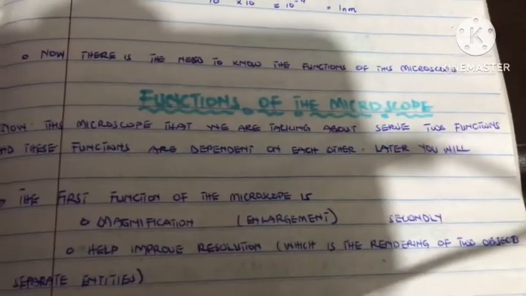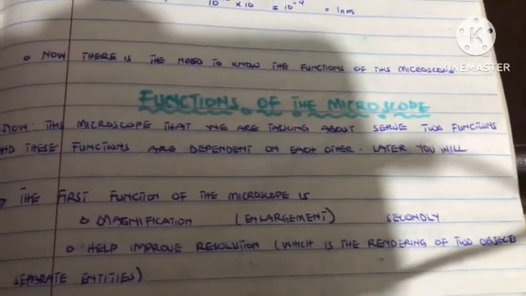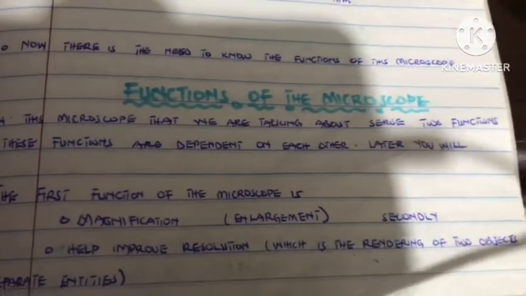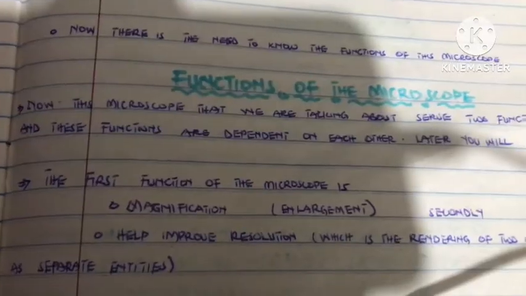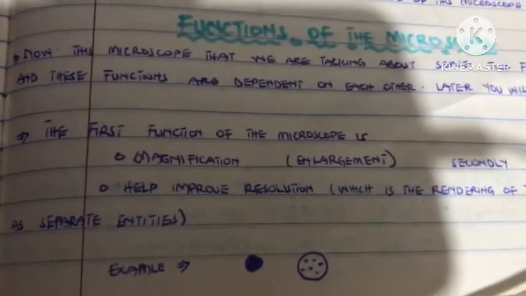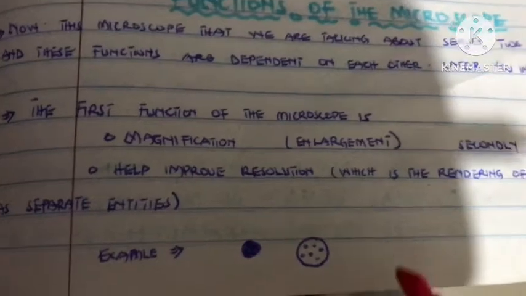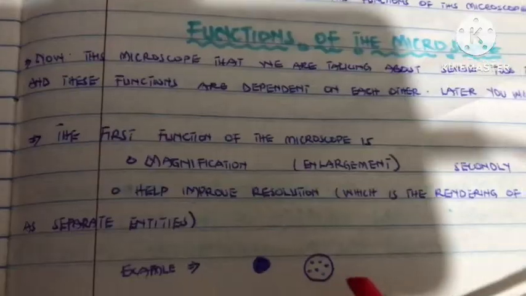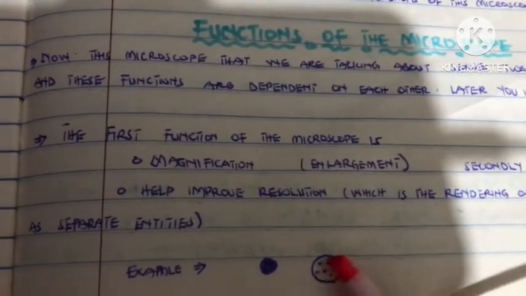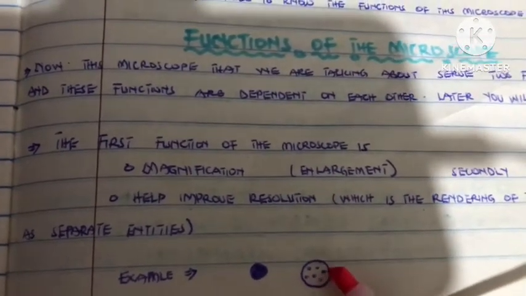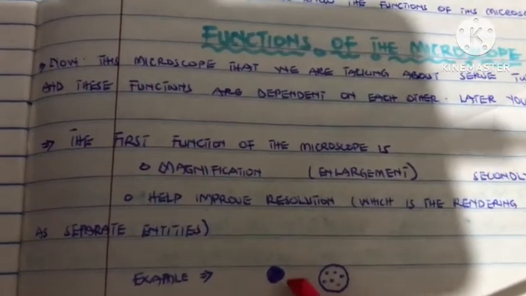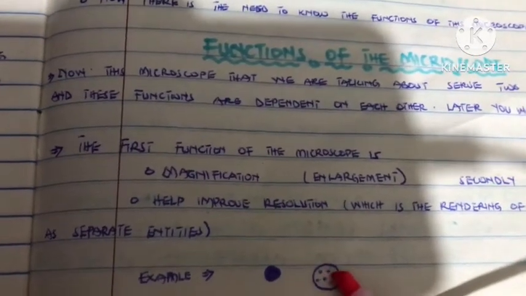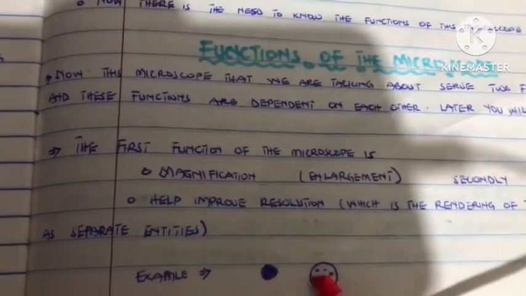Someone may ask, what is resolution? You see, resolution is when the microscope helps to render 2 objects as separate entities. Let me use this to explain so you get what I'm saying. You see this large dot here. You see it as one large dot. But with the microscope, this is the view that the microscope will give us. You see that the microscope will make us understand that this one large dot consists of many smaller dots. You understand?